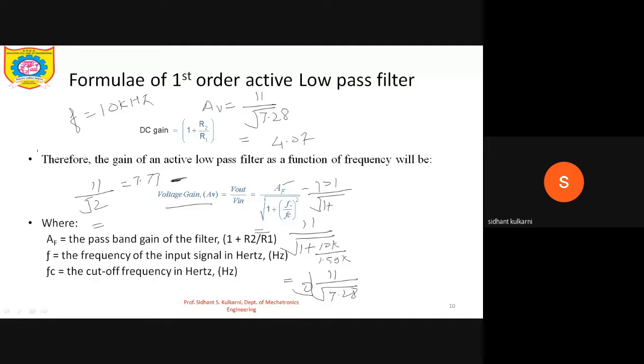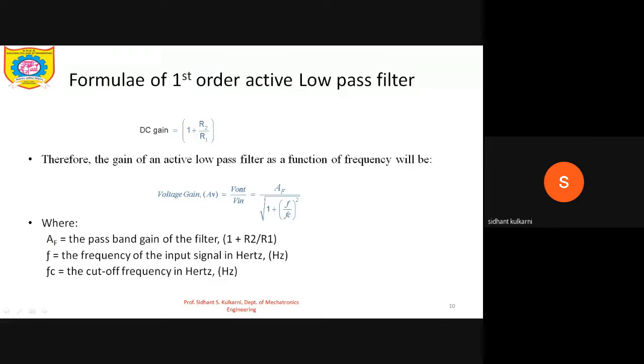Let's say the frequency of the given signal is 1 kilohertz. 1 kilohertz divided by cutoff frequency 31.83 kilohertz. This kilo gets cancelled. So calculate the voltage gain AV. Anyone can answer? And once again, if you have some confusion here, see this formula I am using. We have calculated gain with feedback as 101 divided by square root of 1 plus frequency of signal 1 kilohertz divided by 31.83 kilohertz.